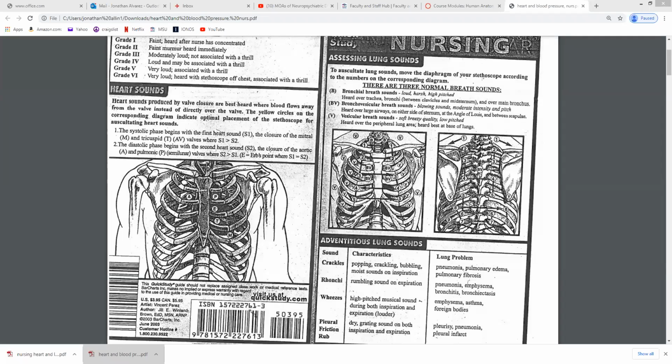Okay, so auscultation of the heart simply means we're going to listen to heart sounds with a stethoscope. You can auscultate anything: lungs, heart, blood vessels, gastrointestinal sounds, and so on. That's simply taking the stethoscope, placing it over a body part, and listening. That's auscultation.